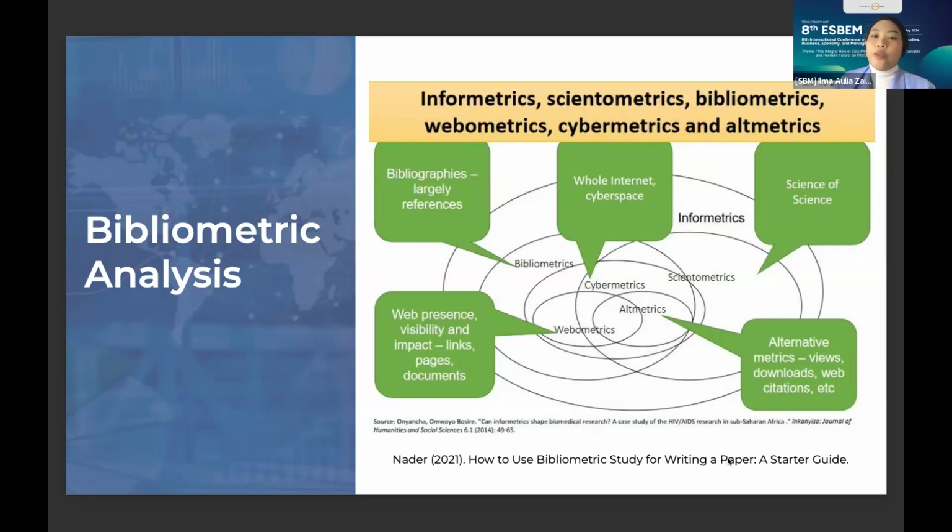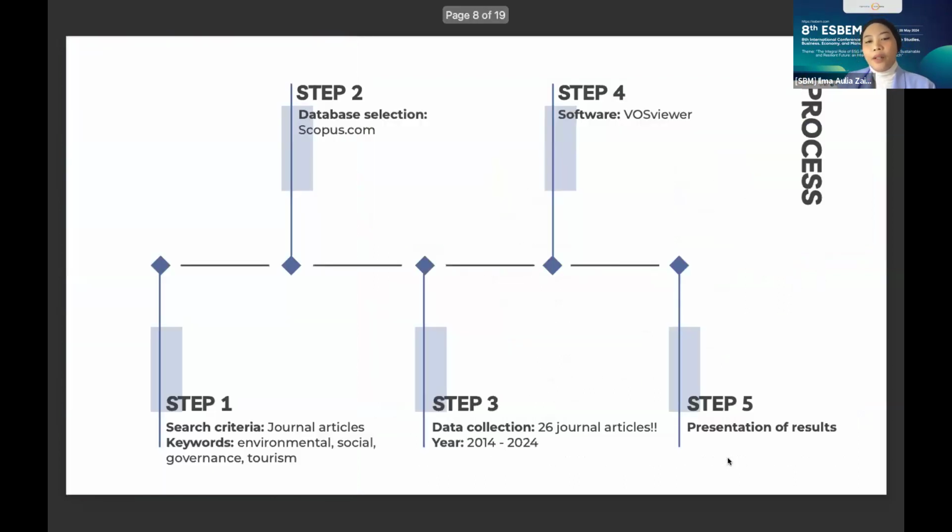Let me show you these steps in conducting this bibliometric analysis. Next, please. Okay, so there are four main steps in conducting this bibliometric analysis. The first step would be making the search criteria. So I am only focusing on journal articles, and I'm putting keywords that represent ESG, which is environmental, social, governance, and also tourism as the main aspect that I want to cover in this area.